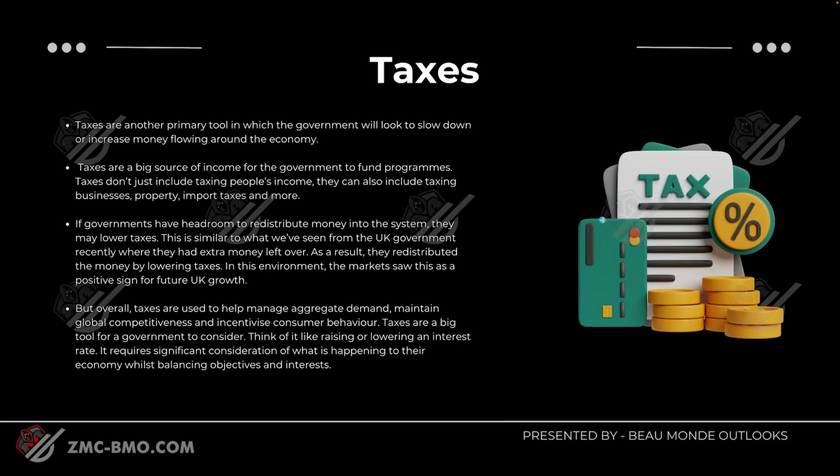Taxes are another primary tool in which the government will look to slow down or increase money flowing around the economy. Taxes are a big source of income for the government to fund programs. Taxes don't just include taxing people's income. They can also include taxing businesses, property, import taxes, and more. If governments have headroom to redistribute money into the system, they may lower taxes.